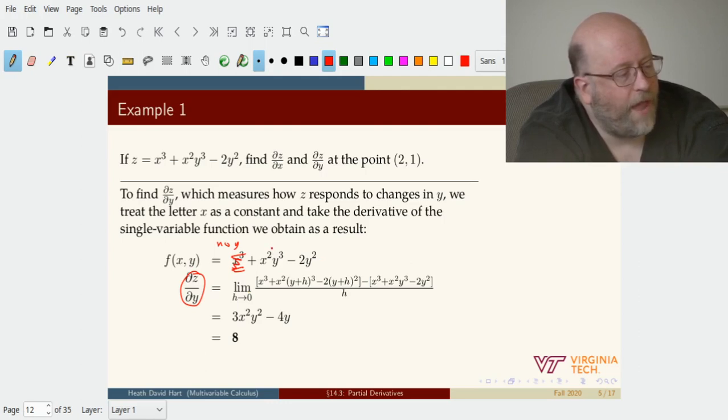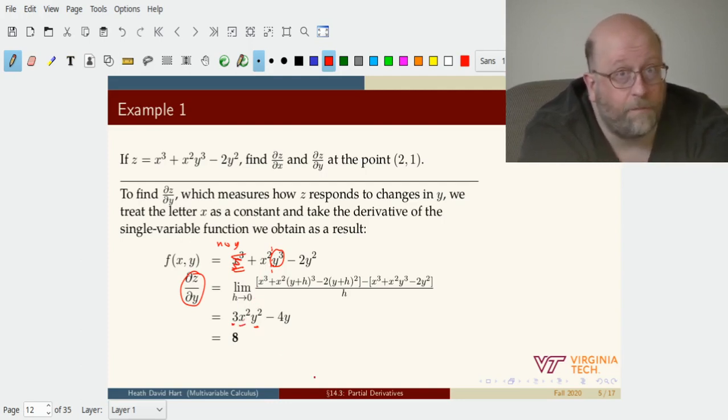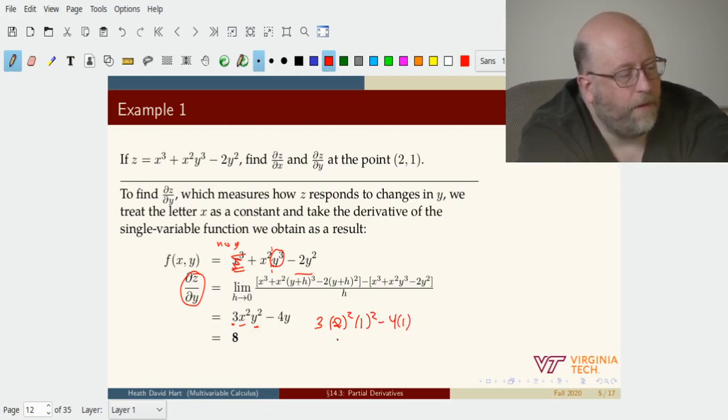Then for this next term, where I have an x and a y, the y gets the derivative treatment. Y cubed becomes 3y squared, and nothing happens to the x squared. It stays x squared. It doesn't get bigger, it doesn't get smaller, the exponent doesn't change. Nothing happens to it. And then this last term is just entirely a function of y. This is just a regular derivative. The derivative of 2y squared becomes 4y. And again, we're going to plug in 2 for x and 1 for y. And that's where the 8 comes from.